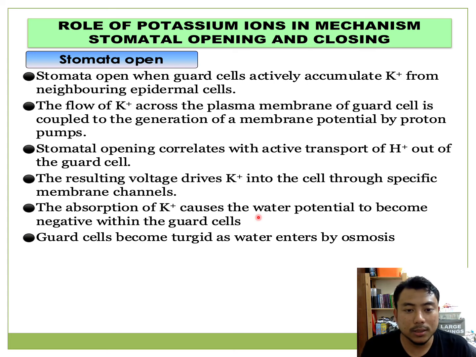So here the term ayat dekat sini, bila potassium ion masuk menyebabkan water potential become negative. Become negative ni makin less water potential lah, ataupun having lower water potential within the gut cell. Logik lah dia akan menyebabkan gut cell itu dipenuhi dengan lebih banyak potassium ion. Bila lebih banyak potassium ion, dia lebih pekat. I'm having low water potential. Sebab tu water akan masuk by osmosis. Bila water masuk by osmosis, it makes the gut cells become turgid, iaitu jadi kembang. Okay.